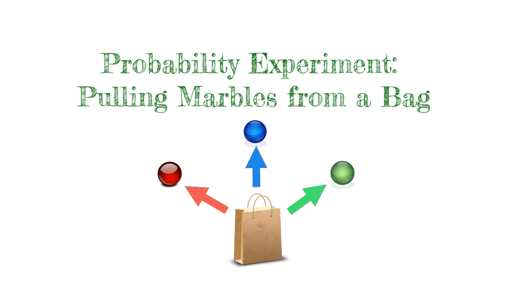Grade sevens, there's a probability experiment in your getting started activity that a lot of people have been asking me about. So I thought I would look at it in a little more depth in case you haven't really seen it before. It's a pretty easy experiment. It's pulling marbles from a bag. You've probably done it when you were a lot younger, but you might not be thinking about it now. So let's take a look at it from a grade 7 perspective.